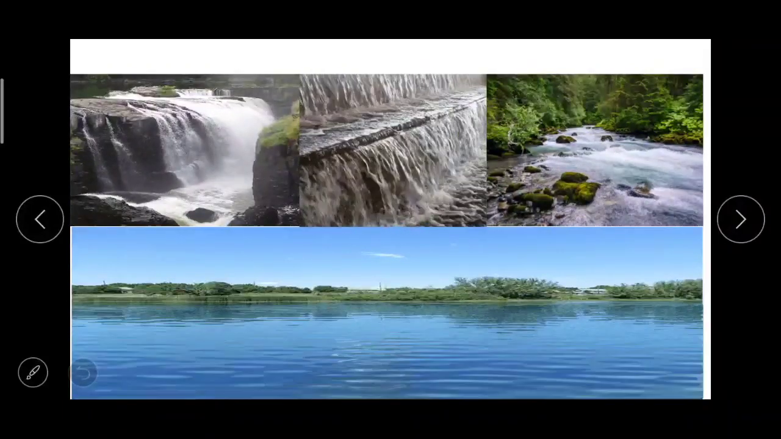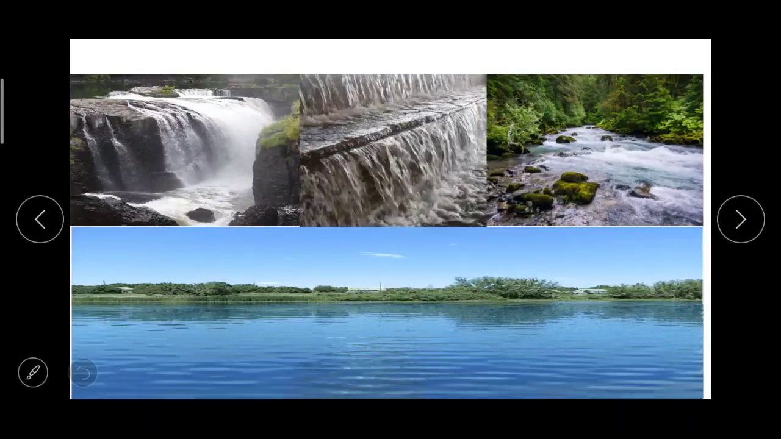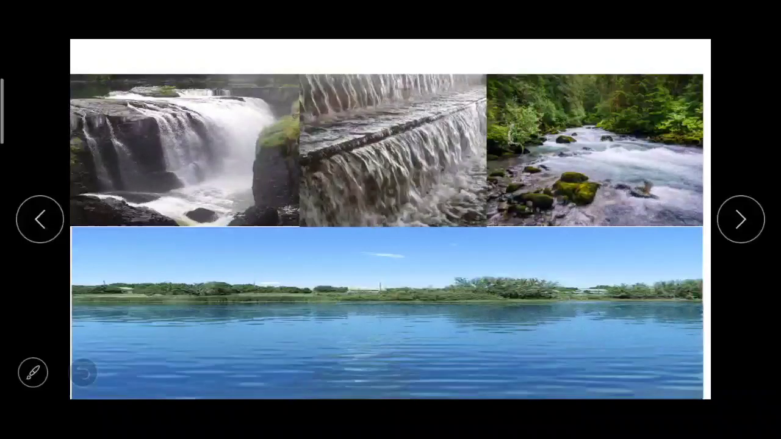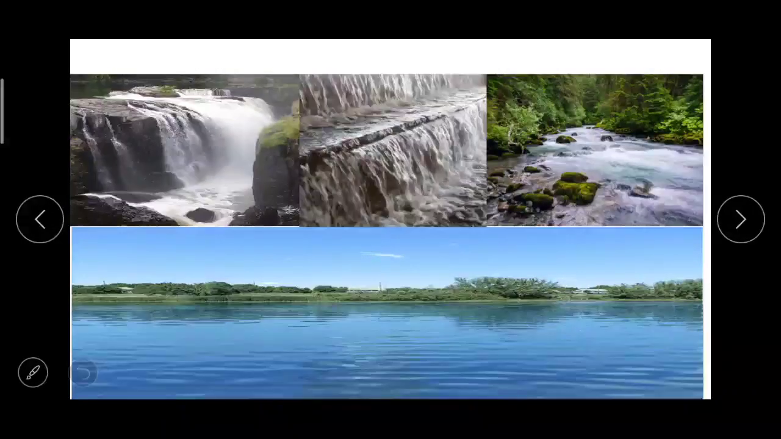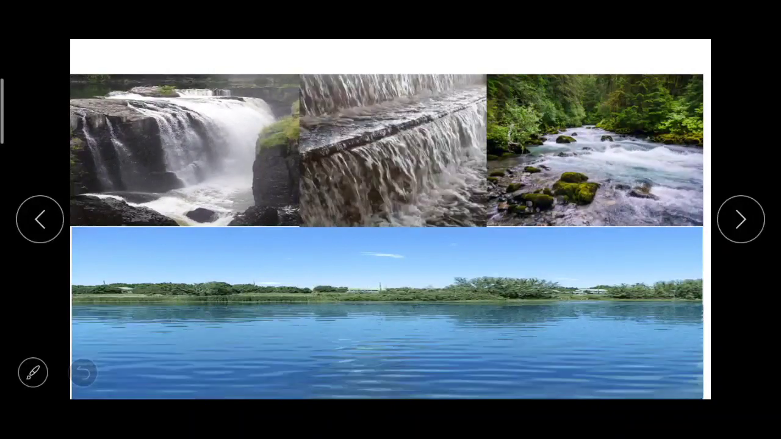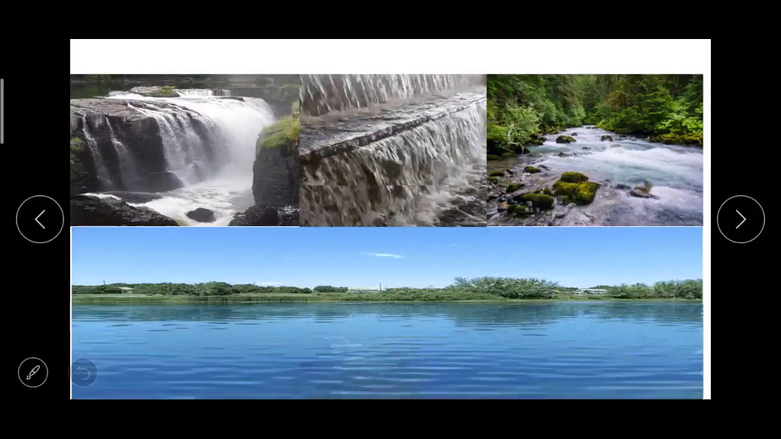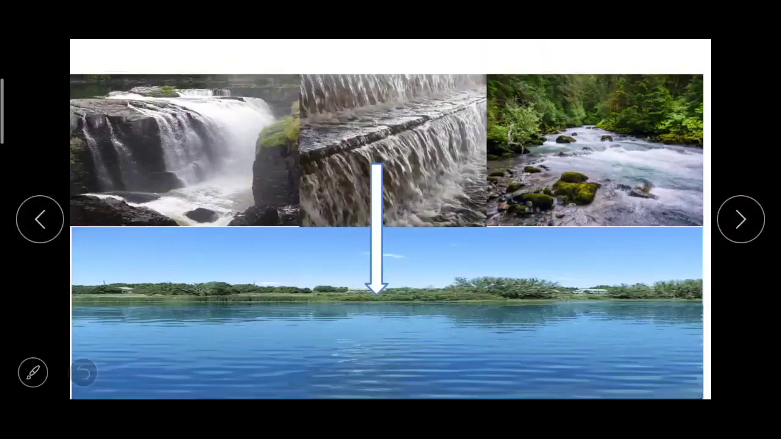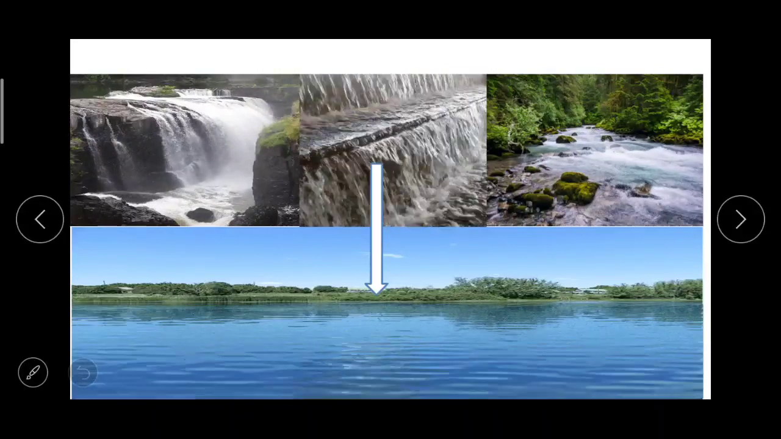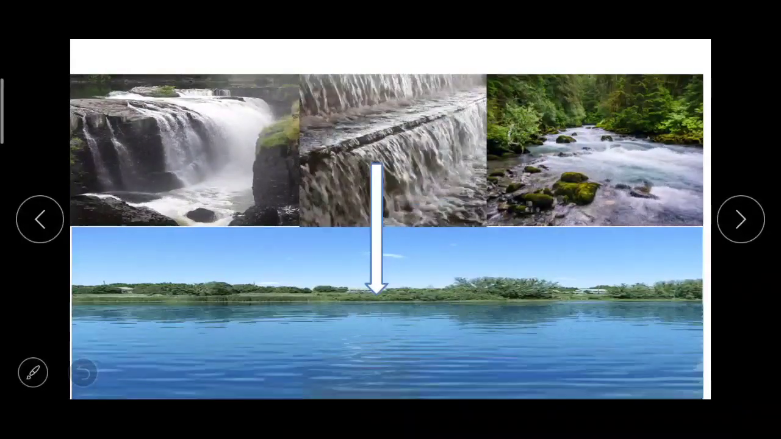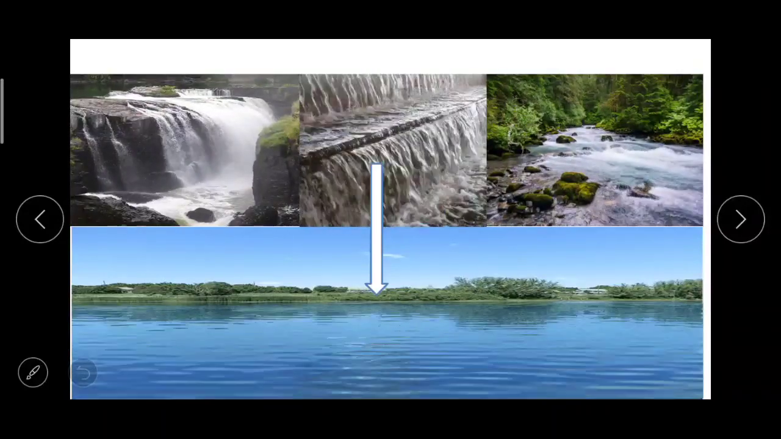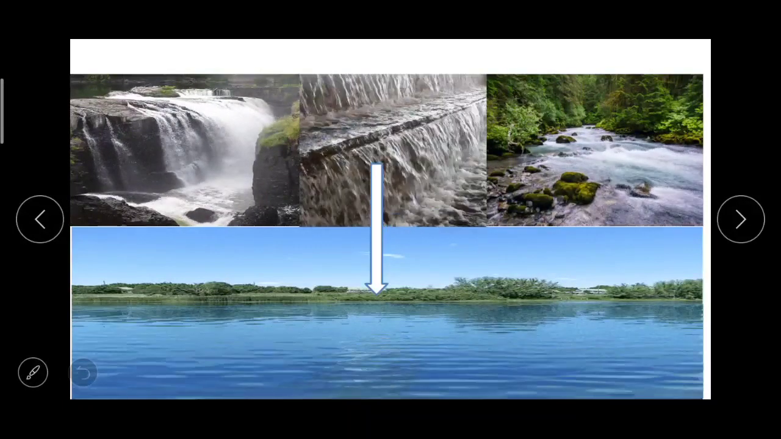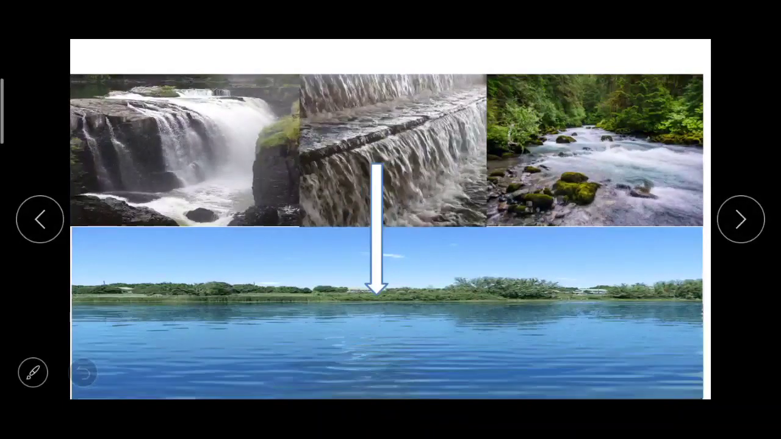Now, the slope of the land, the type of rock, volume of water flowing in the river and the length of the flow, volume of sediments in the river, etc. are the factors on which the erosional, transportational and depositional work of the rivers depend. Here you can see how a river is formed. When many water flows come together, then a river is formed, as you can see on the screen.